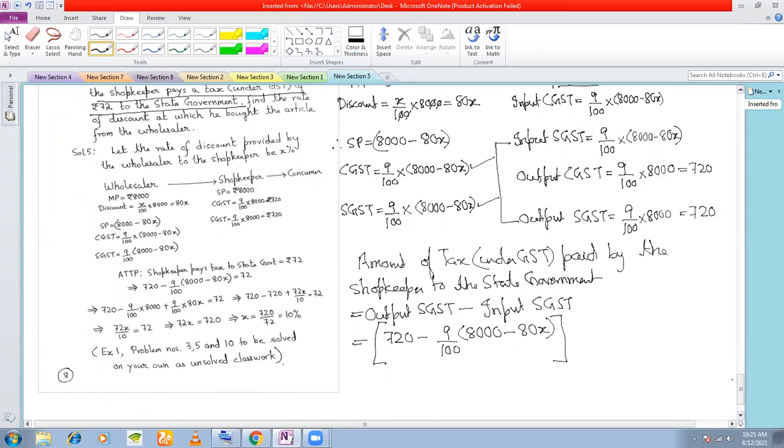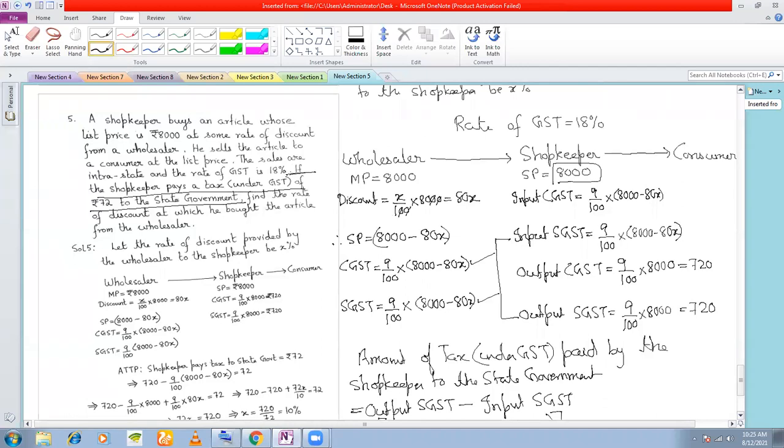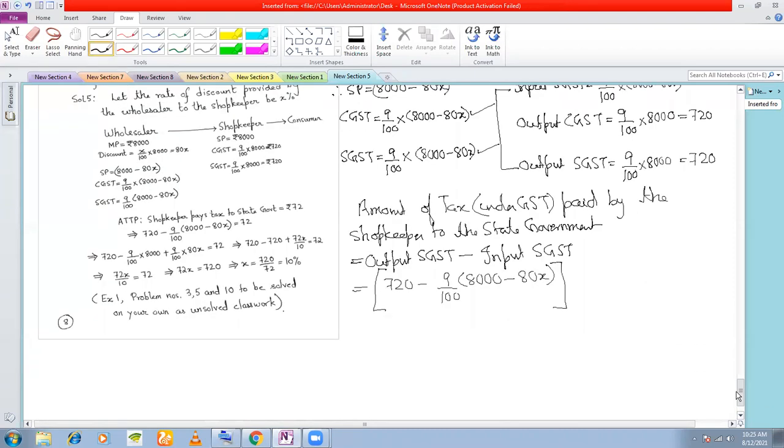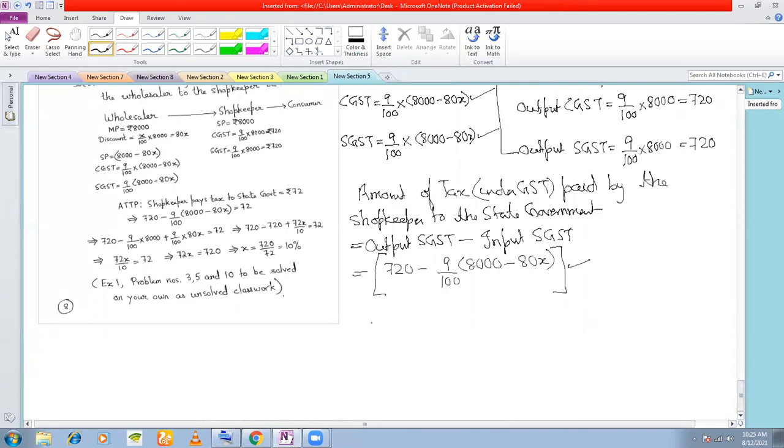And what is the sentence here that says that the shopkeeper pays a GST of rupees 72 to the state government? That means this entire expression must be equal to 72. So according to the problem, you must have 720 minus 9%, 8,000 minus 80x must be equal to 72. Now we just solve this equation in order to get the value of x.